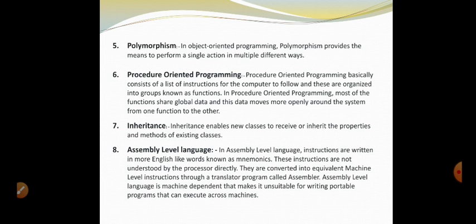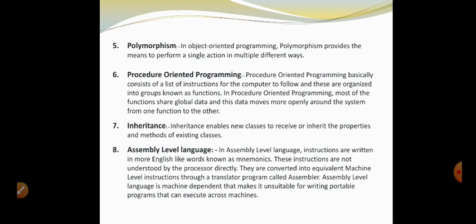Sixth one is procedure oriented programming. Procedure oriented programming basically consists of a list of instructions for the computer to follow, and these are organized into groups known as functions. In procedure oriented programming, most of the functions share global data, and this data moves more openly around the system from one function to the other. No need to explain because these all are explained in previous video lectures. Next, inheritance. Inheritance enables new classes to receive or inherit the properties and methods of existing classes.